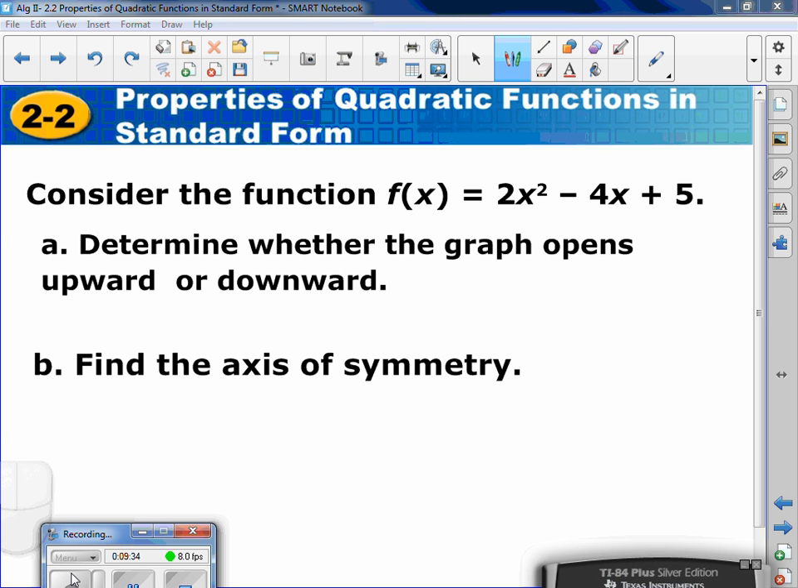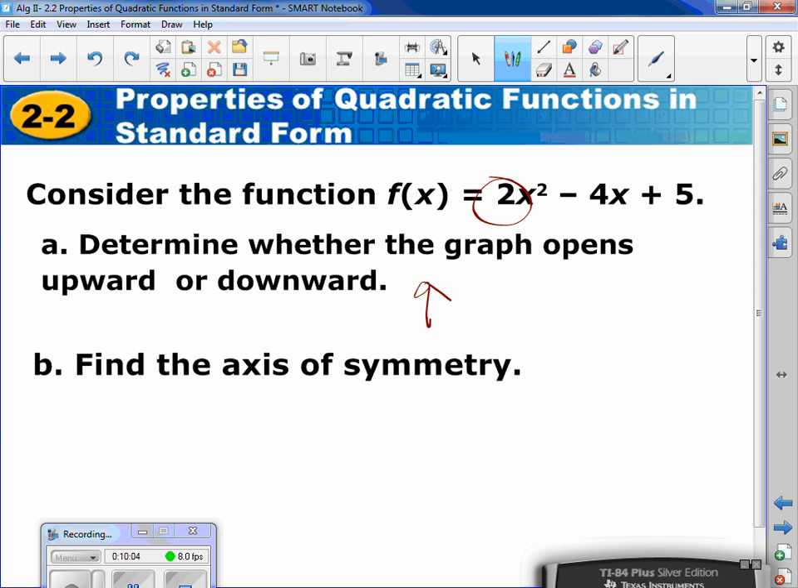Determine whether the graph opens upward or downward for 2x squared minus 4x plus 5. Where do I look to determine if it opens up or down? I look at the A. The A is right there. Is it open upwards or downwards? Why is it upwards? Because it's positive. That's what I told you on that one slide. If it's positive, it goes upwards. Negative goes downwards.